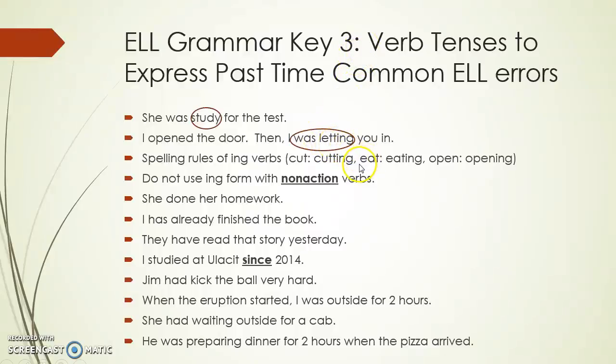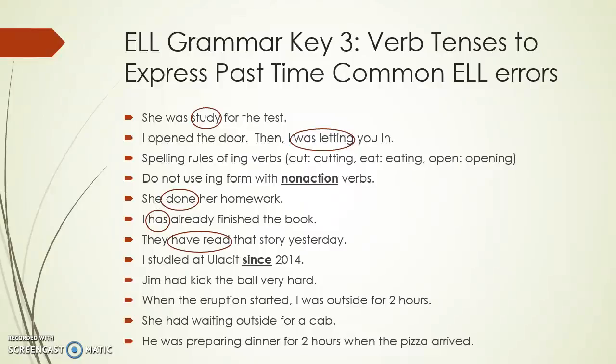Spelling rules of ing verbs, we saw these ones already. Doubling the letter or not doubling the letter. Using ing forms with non-action verbs, the verbs that don't express an action. Then look at this one, she done her homework. We're forgetting there the auxiliary had, so she had done her homework. Then the other one, conjugating the verb have incorrectly. I have already finished the book. I had already finished the book if it were in past.